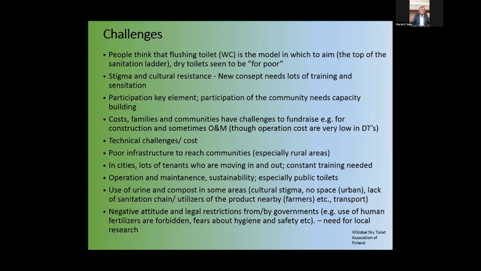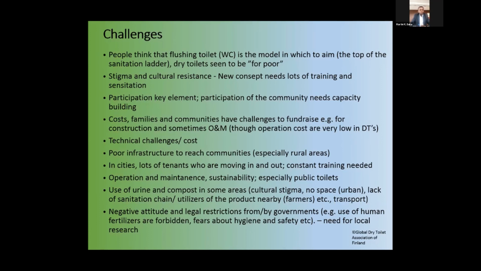Key participation elements: participation of community needs, capacity building, costs. Families and communities have challenges to fundraise, for example, for the construction, and sometimes the operation and maintenance. So therefore, we see, although the operations and the maintenance are quite low in the dry toilet situation.